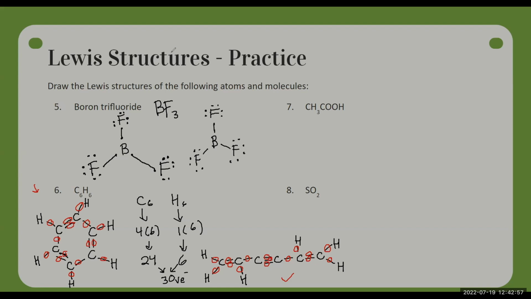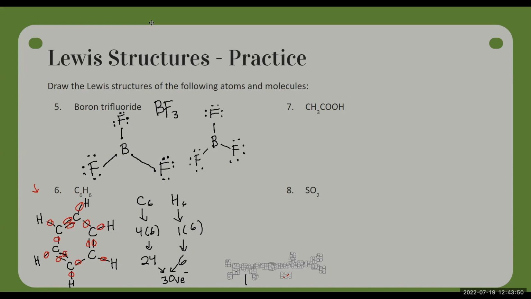So let's look at the next example, CH3COOH. So this one is going to be acetic acid, which is also known as vinegar. So I'll give you a moment to try this one out.